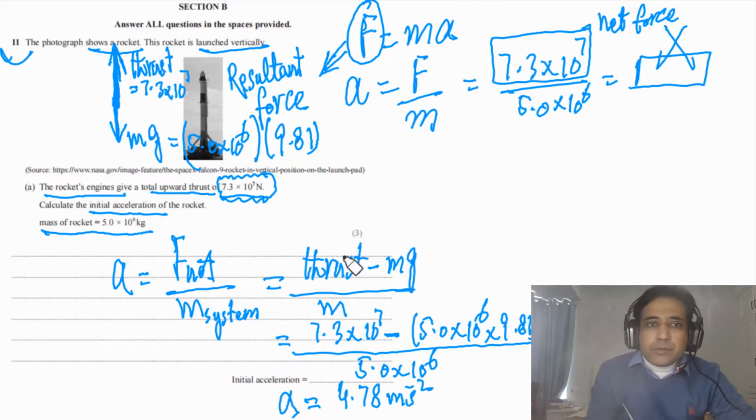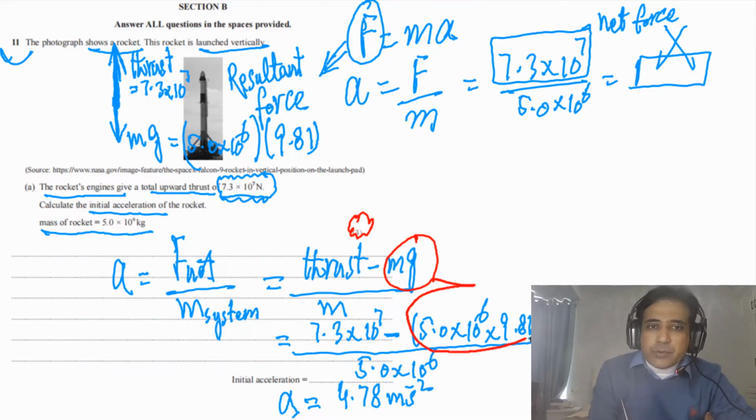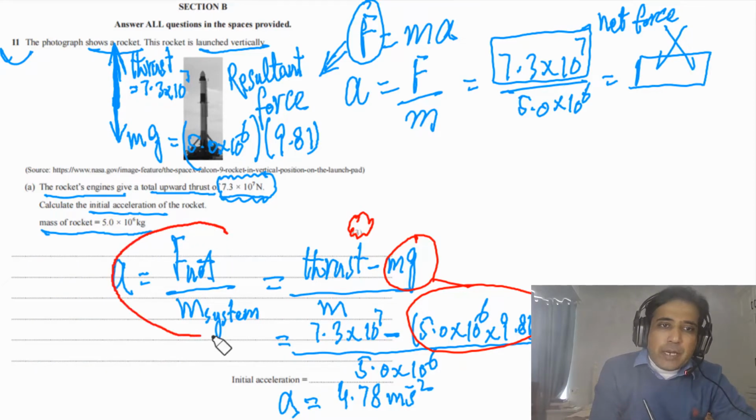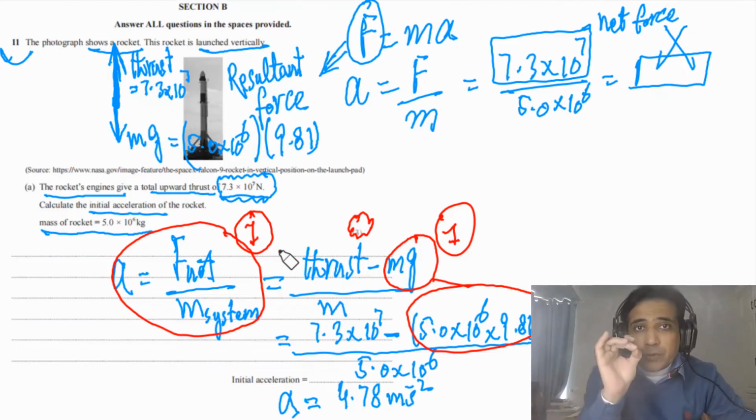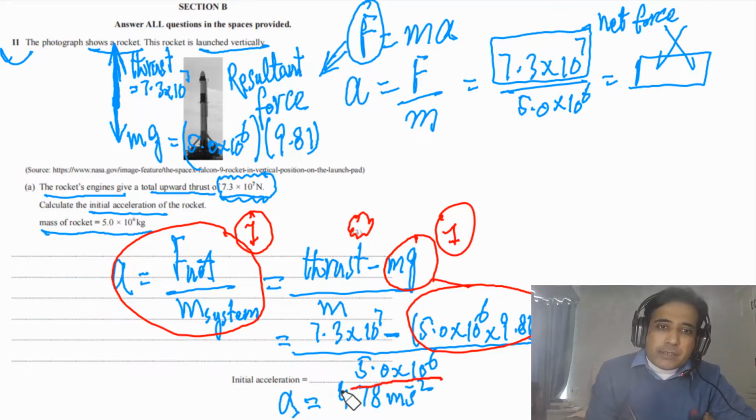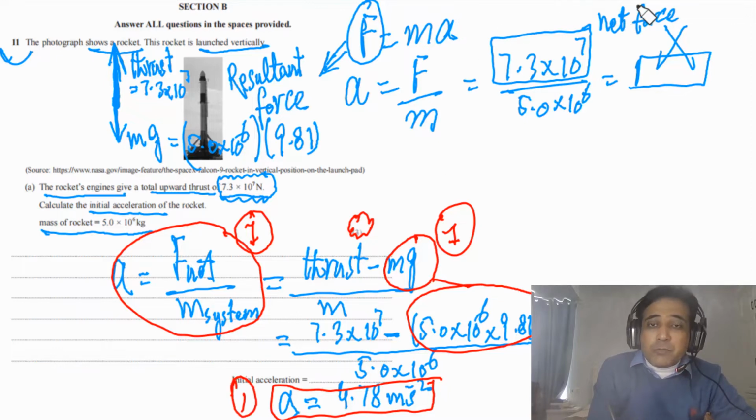This question has 3 marks. The first mark you will get if you have used this formula, and the second mark you will get if you have used this formula. So in the exam, always write down all the steps. Steps are very important, and the final mark you will get if you have got the right answer. This is how these 3 marks will be awarded. This is a very common mistake.